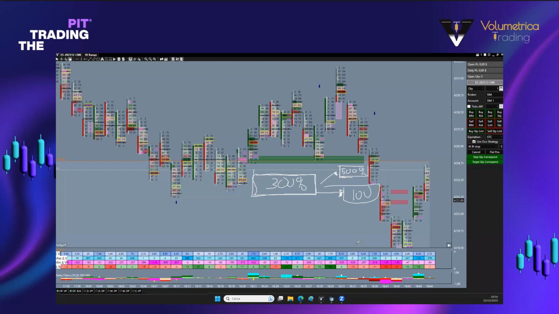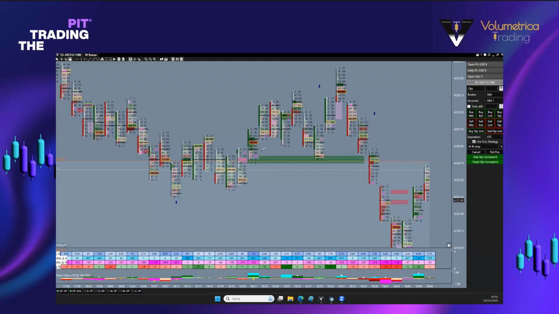Well, because what do they represent? They represent initiative. They represent buyers or sellers initiating a move on one side. What do I mean by that?